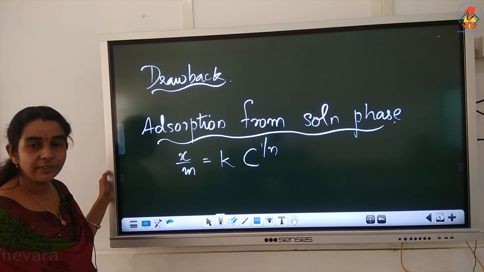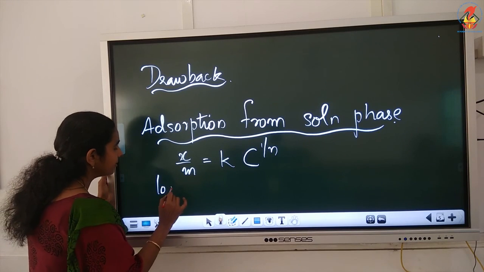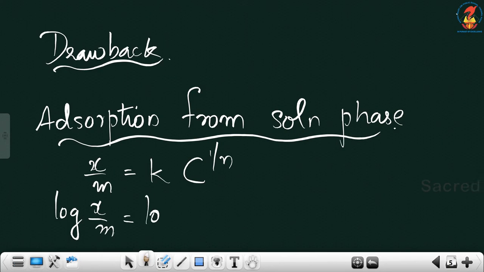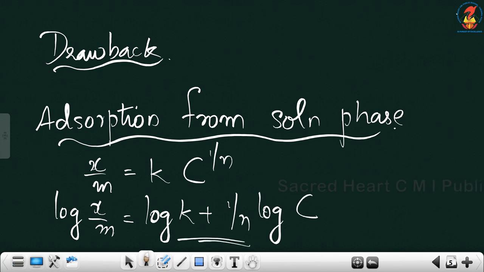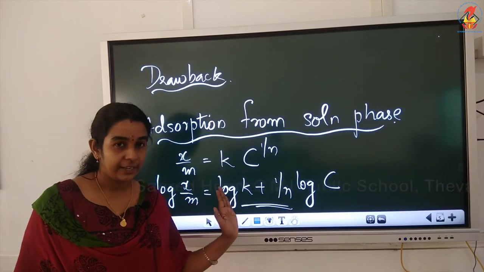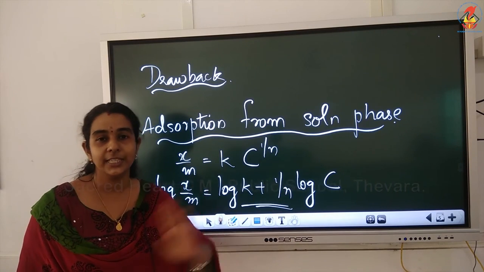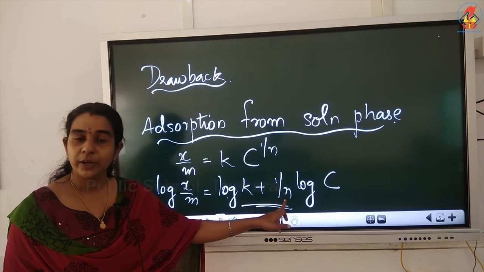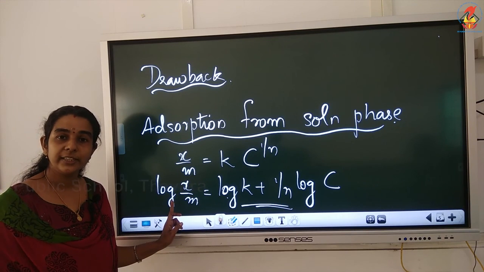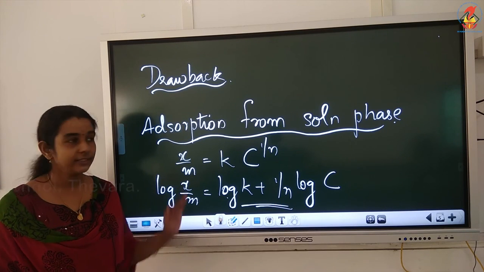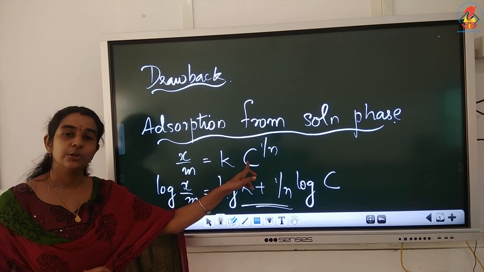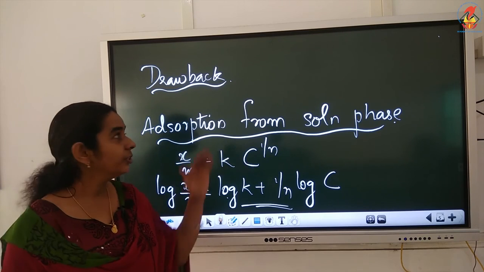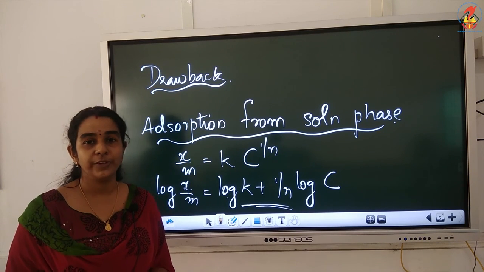To verify this equation, we have to take the log as usual. So it becomes log x by m is equal to log k plus 1 by n into log c. The only difference is that here, instead of log p along the x-axis, we have to plot log c. The y-intercept is the same, log k. The slope will be the same, 1 by n. On the y-axis we are plotting the same, log x by m. All the other factors are the same, except that instead of pressure we are using concentration. So this is about adsorption from solution phase or aqueous phase.